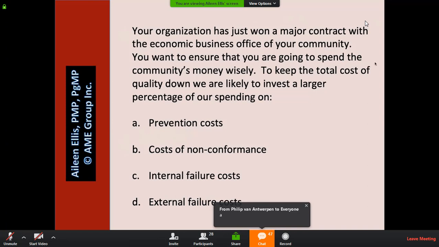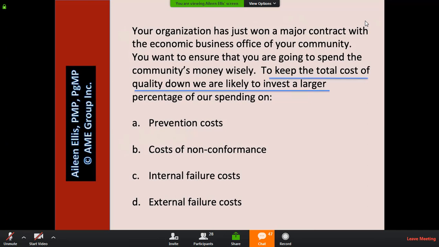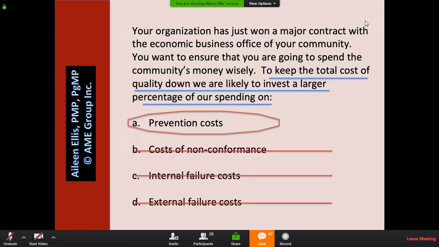It looks like people are doing well on the question. We're trying to keep the total cost of quality down. So we're going to invest a larger percentage on prevention costs. So A, prevention cost is a proactive answer. If we spend more money proactively on quality, we're likely to spend less money in total. B, C, and D are all reactive answers.